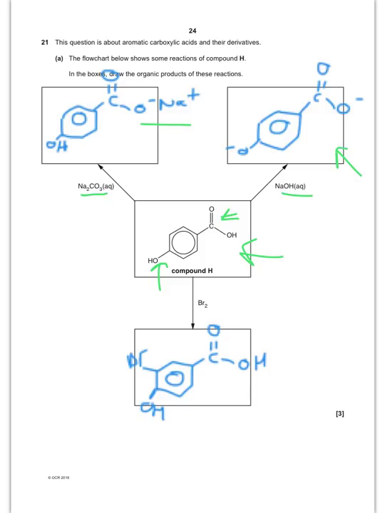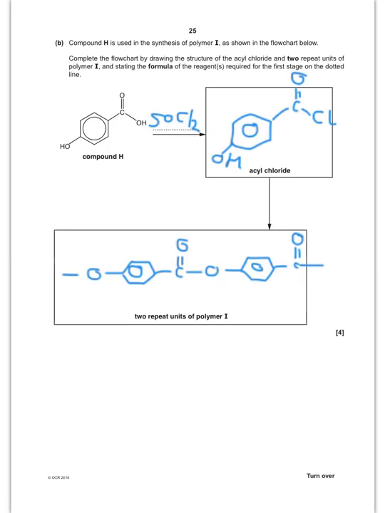And bromine, of course, will undergo electrophilic substitution and add onto your benzene ring there. I've put the bromine there. It doesn't matter, you can put it anywhere. You can have multiple substitution if you like as well.